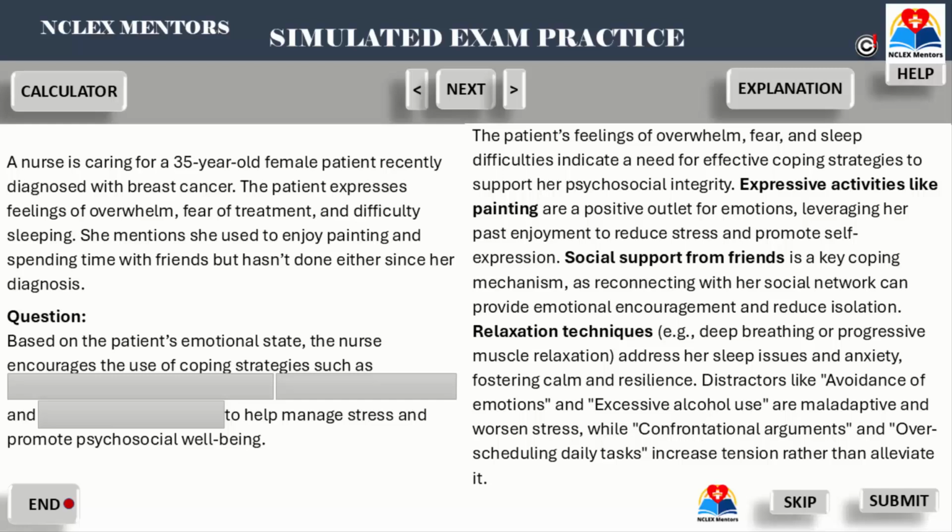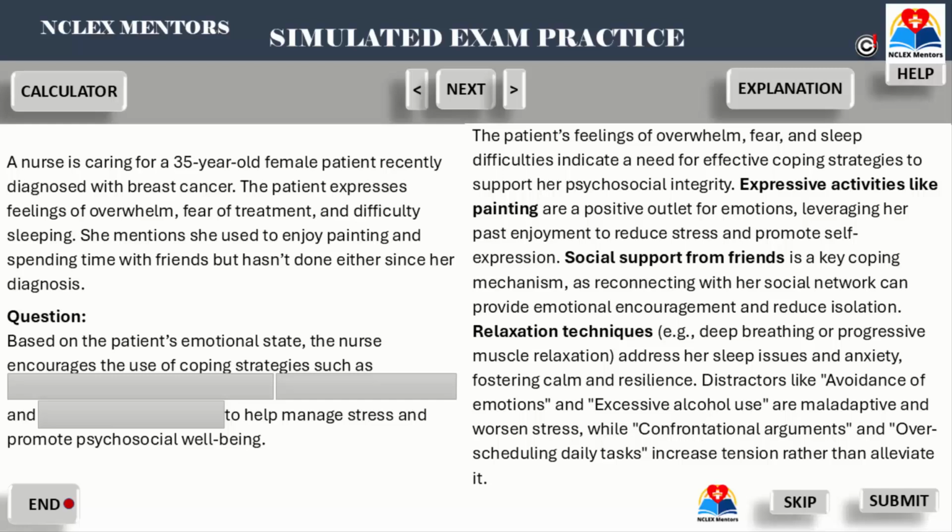Excessive alcohol use. Turning to alcohol or other substances is a maladaptive coping strategy. While it may provide temporary relief, it ultimately worsens emotional and physical health. Excessive alcohol use can increase anxiety, depression, and interfere with sleep.